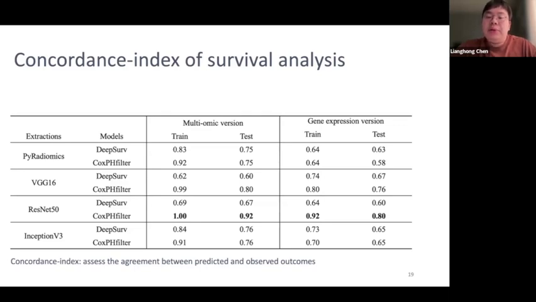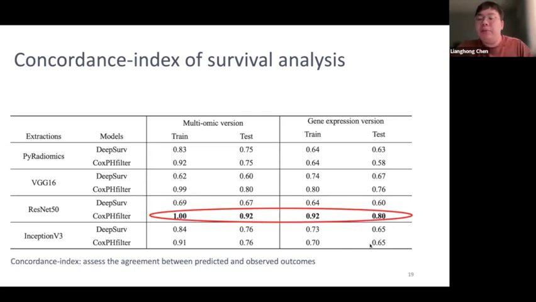Comparing the results between different experiments, we found both the multi-omic version and the gene expression version can get the best performance when training the Cox feature model using ResNet15 to extract features from synthesized MRIs.